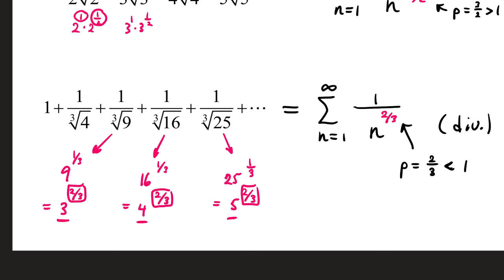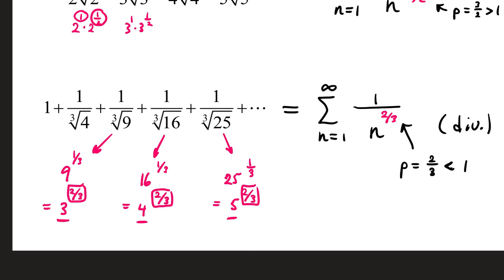And then we have another example, final example. We have cube root of 4, cube root of 9, cube root of 16, and so forth. Cube root you can write with a power of 1/3. Starting with this term, this would be 9 to the 1/3. This one would actually be 2 to the 1/3.